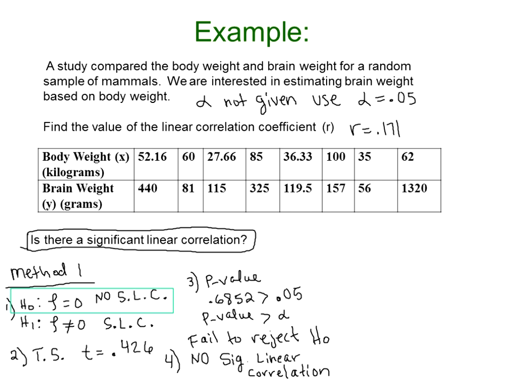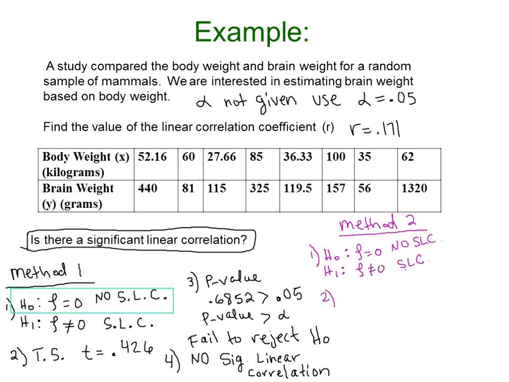And then I'm going to do the same thing, but now I'm using method 2. So I'm using a different color, so you just know that this is method 2. Okay, so for method 2, the setup is the same. It does not change. So I'll say there's no significant linear correlation, and there's a significant linear correlation down here.